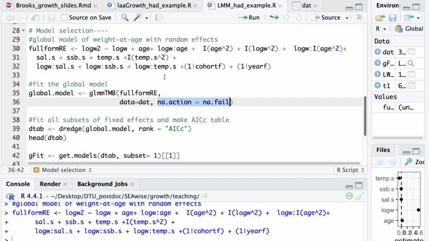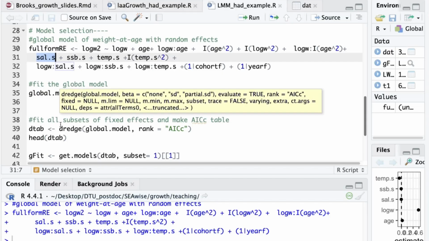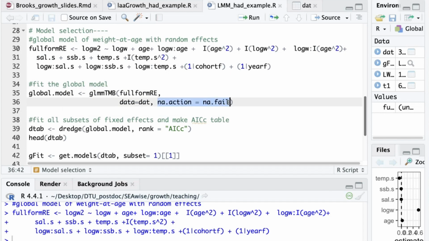And if there were any missing covariates for some years, and those got dropped out of the model sometimes, like, for example, if there was some missing salinities, then if we didn't have this command, the models that didn't include salinity would include the data that has missing salinity, but the models that include salinity would have to drop the observations that had missing salinity. So this just makes sure that if there's any missing data, the model will fail, and you have to be careful not to have missing data so that you're always selecting from models fit to the exact same data set.